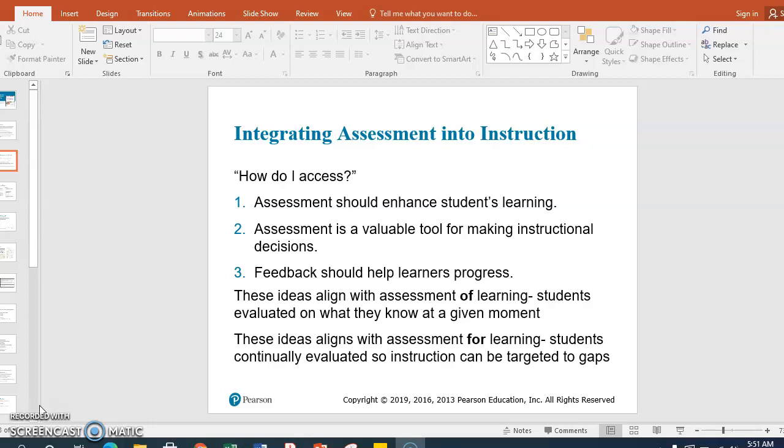When thinking about assessments, they should enhance the student's learning, be a valuable tool for making instructional decisions, and help learners progress. The idea aligns with assessments for learning. Students are evaluated on what they know, and continue to be evaluated so instruction can be targeted to gaps. End of the year assessments and end of the chapter assessments may have value, but they rarely reveal the type of data you can fine-tune.